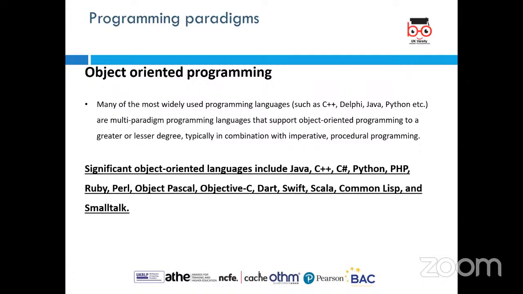Significant object-oriented programming languages include Java, C++, C#, Python, PHP, Ruby, and so on. Most of these programming languages work with the concept of object-oriented programming, which has to be mastered by every developer in order to build and realize effective APIs.